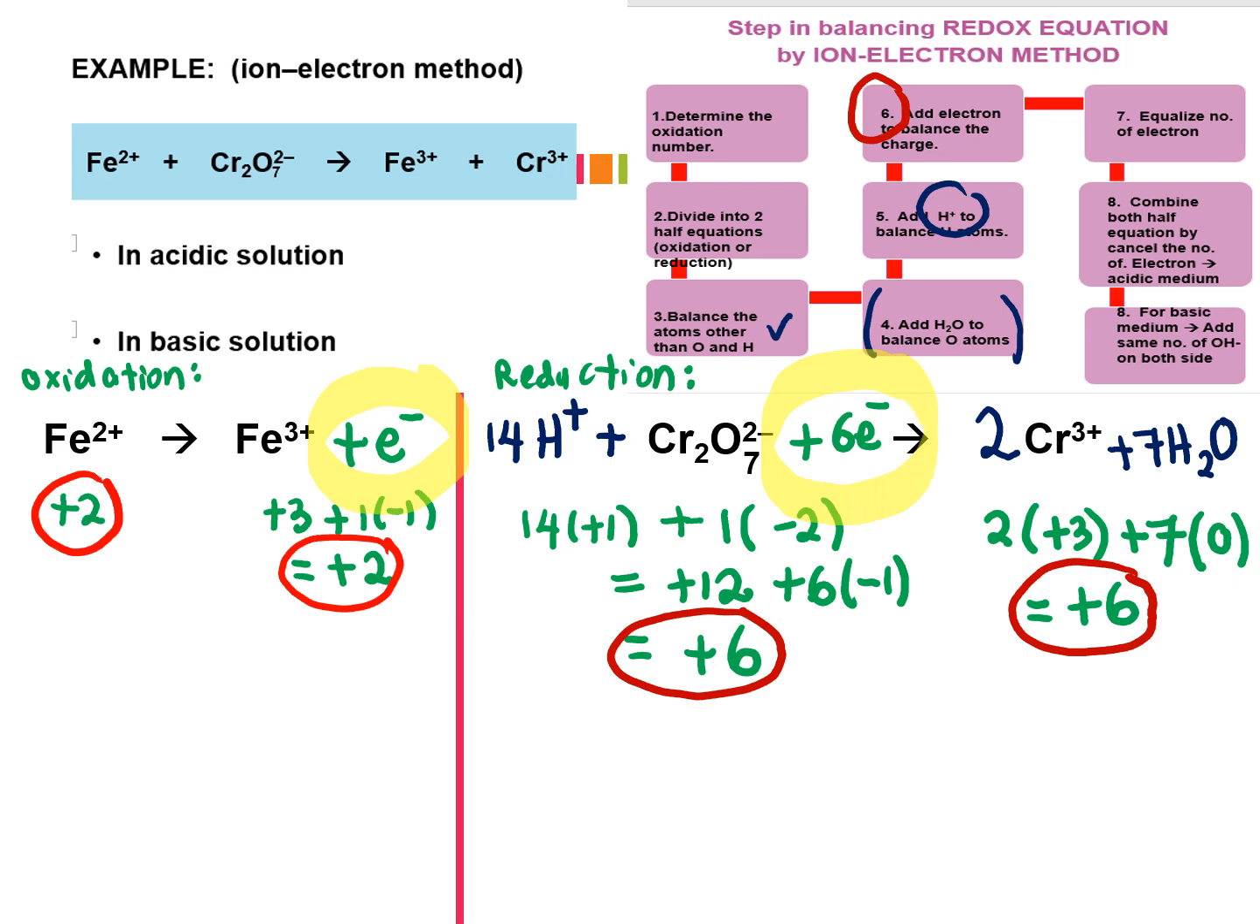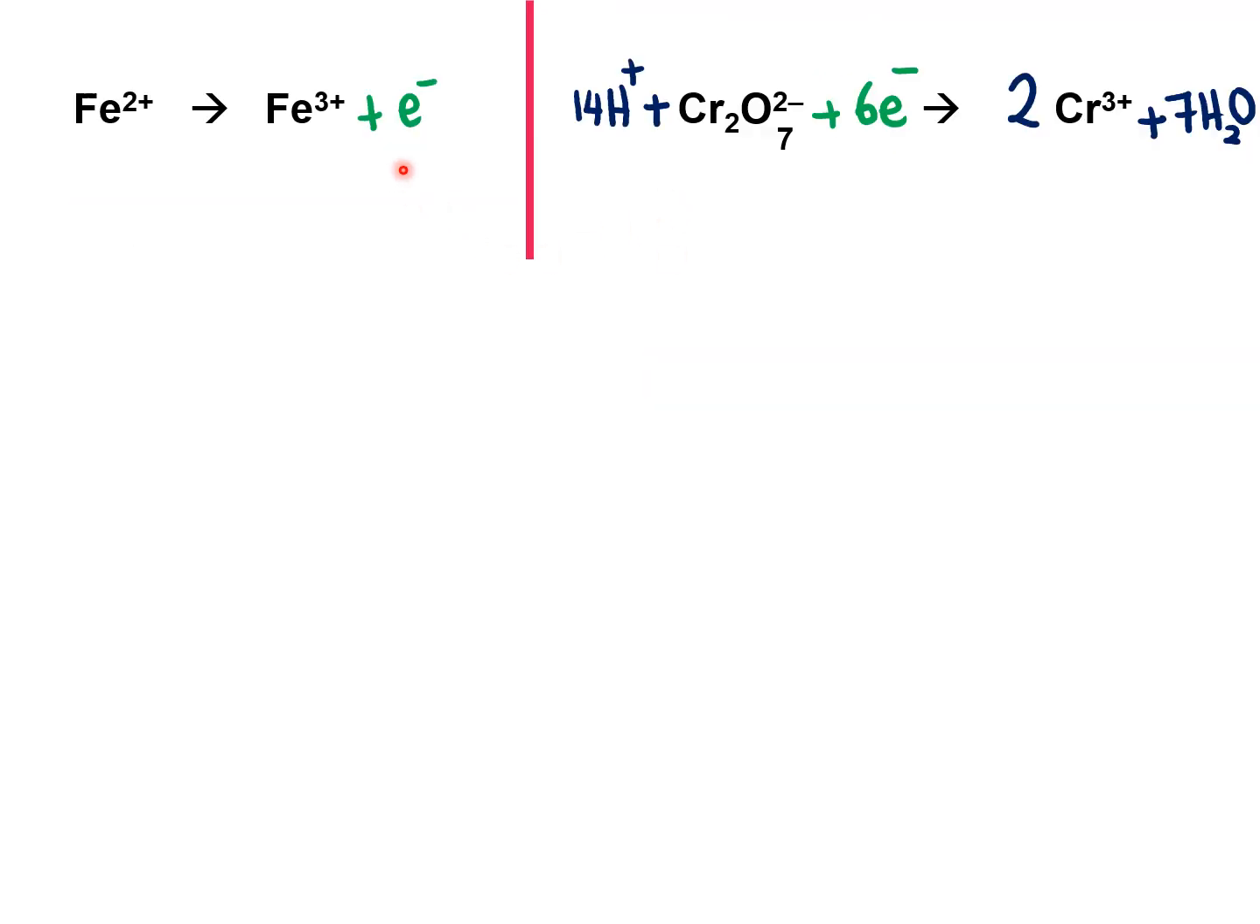You need to multiply the first equation by 6 to make sure the above equation has the same number of electrons. Betul tak? So kita times 6 for the first equation here. So, the first equation, tadi kita kata apa tadi? Kena multiply by 6 electron.